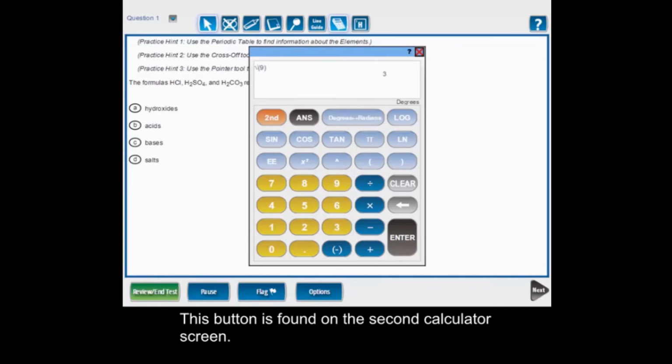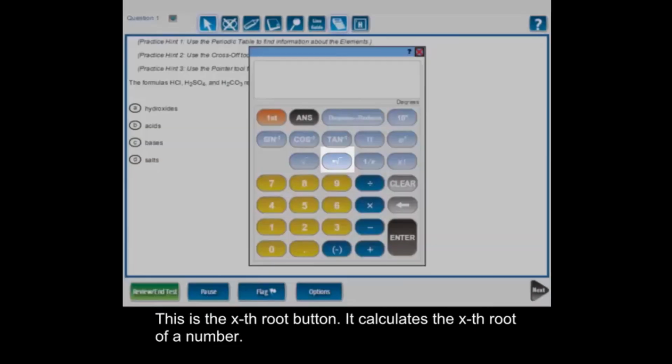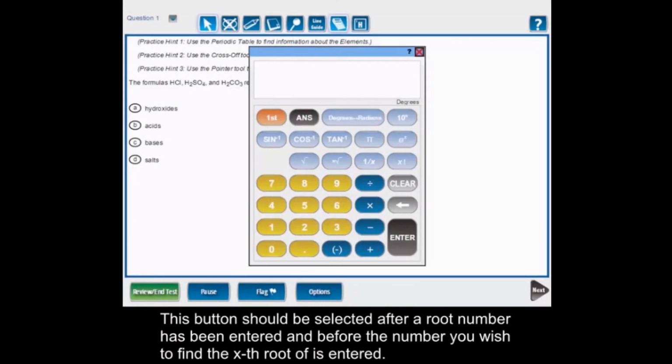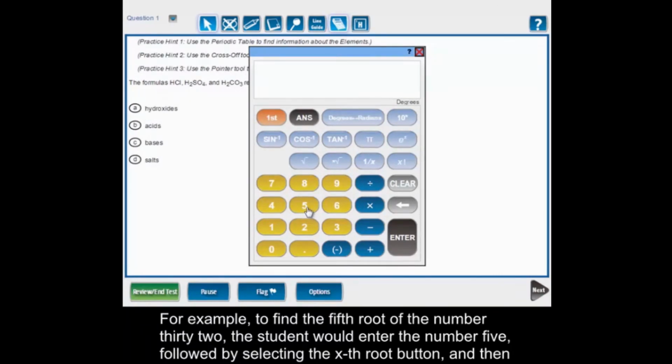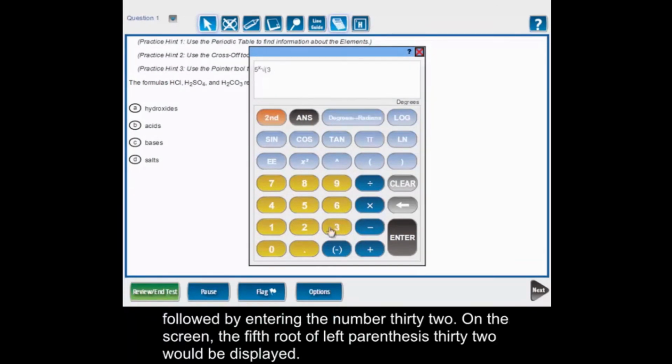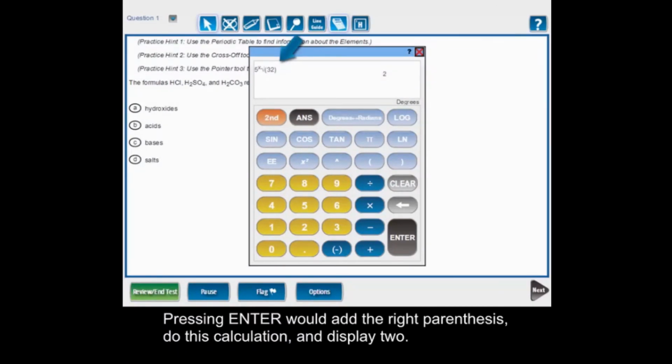This button is found on the second calculator screen. This is the x root button. It calculates the x root of a number. This button should be selected after a root number has been entered and before the number you wish to find the x root of is entered. For example, to find the fifth root of 32, the student will enter the number 5, then select the x root button, and then enter the number 32. On the screen, the x root of left parenthesis 32 would be displayed. Pressing enter, even without the right parenthesis, would do this calculation and display 2.